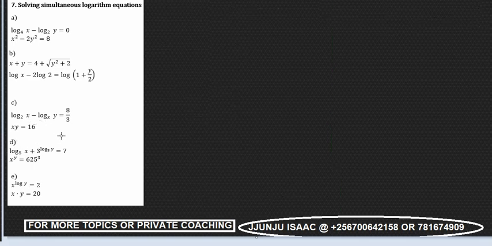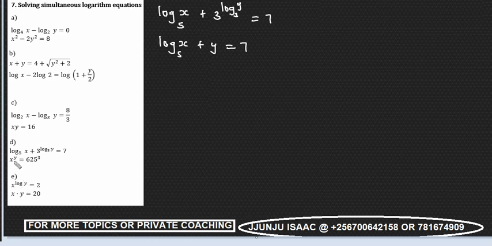Let us see part D. In part D, we have log base 5 of x, then plus 3 log base 3 of y equal to 7. But now when you see this, if this is 3 and this is log base 3, these two cancel. One is a log, another one is an anti-log, so we remain with a y, and therefore we see log base 5 of x plus y equal to 7.